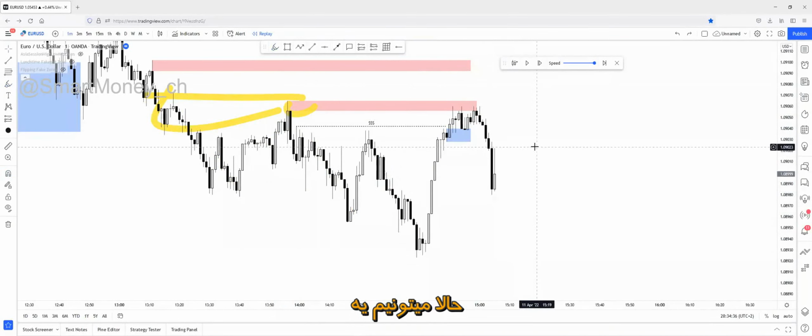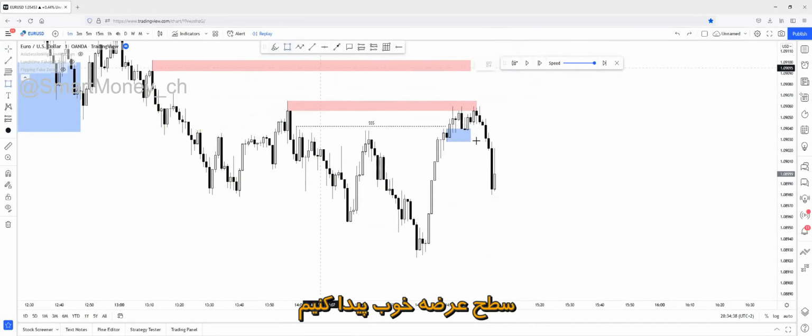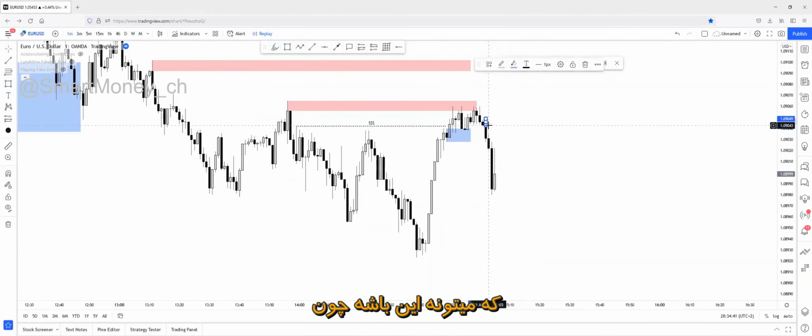And right now we can find the good supply zone, which could be this one, because the inefficiency started from this week, as you can see.